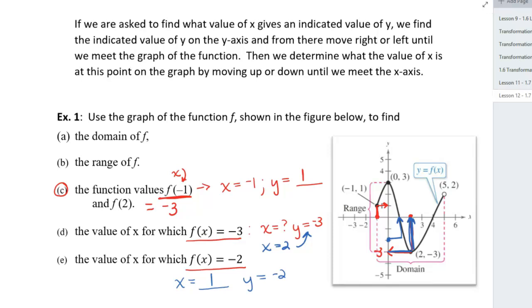I think in ALEKS, what they actually have you do is draw this horizontal line for problems like D and E, and then from there go up. And then they would do the same thing for -3.